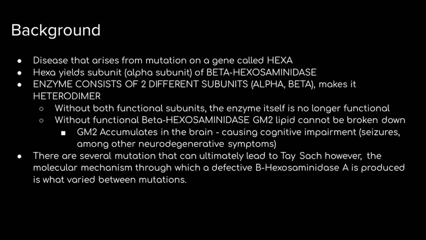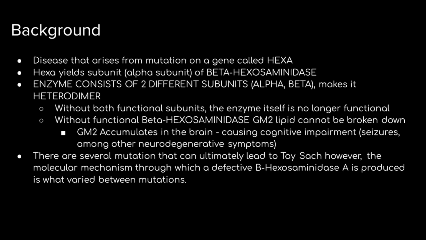on a gene called the HEX gene. The HEX gene yields a subunit of beta-hexosaminidase. The enzyme consists of two different subunits, both the alpha and the beta, making it a heterodimer. Without both of these functional units, the enzyme itself is not functional. However, without functional beta-hexosaminidase, GM2 lipid cannot be broken down. This leads to its accumulation in the brain, causing cognitive impairment, such as seizures, among other neurodegenerative symptoms.